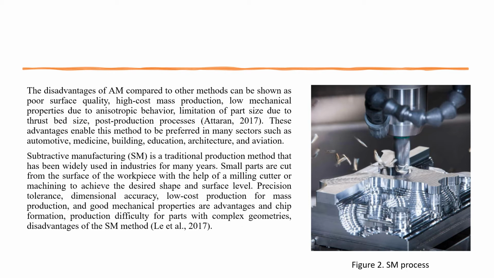Subtractive manufacturing is a traditional production method that has been widely used in the industries for many years. Small parts are cut from the surface of the workpiece with the help of a milling cutter or machining to achieve the desired shape and surface level. Precision tolerance, dimensional accuracy, low-cost production for mass production, and good mechanical properties are advantages, and chip formation and difficulty in producing parts with complex geometries are disadvantages of the SM method.